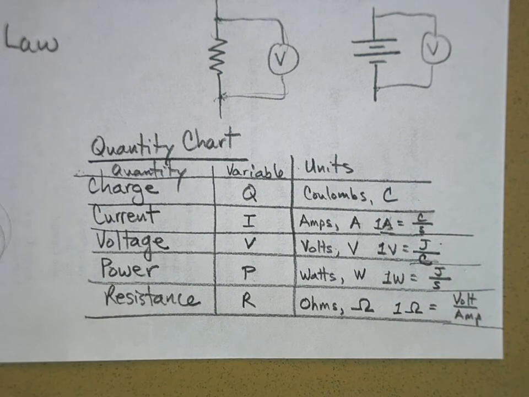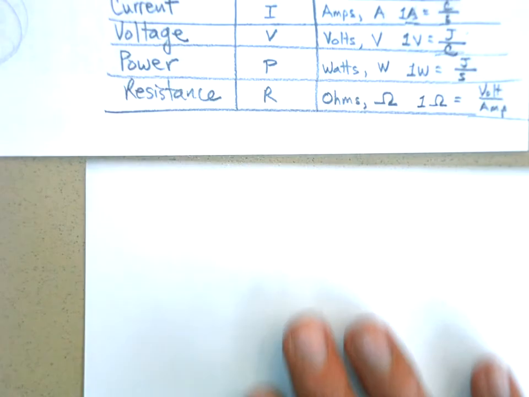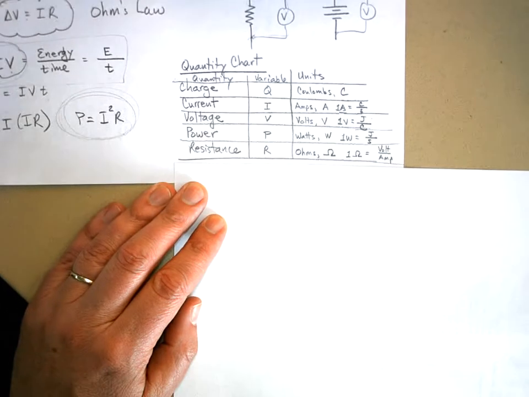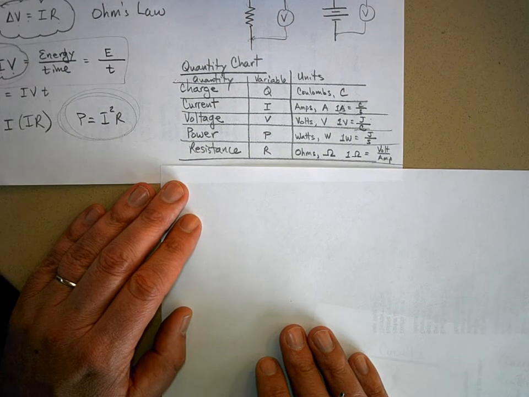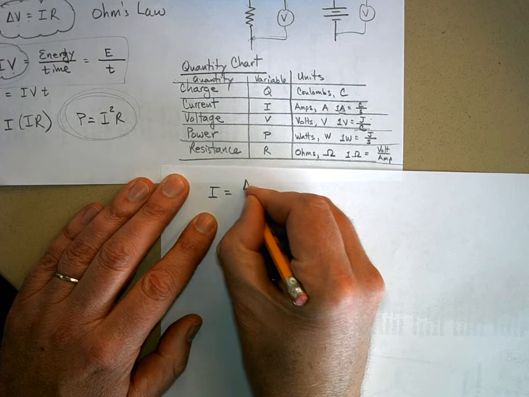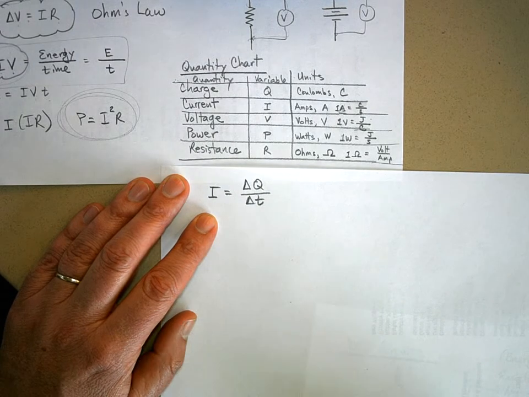Okay, finally, let's just write a little equation list. We've got the quantity chart. So let's write below it an equation list for all these. Oops, let me zoom out a little bit. Not that much. Oh well. So what do we know? Well, current is equal to how much charge flows by divided by the time it took. So there's one equation you need.